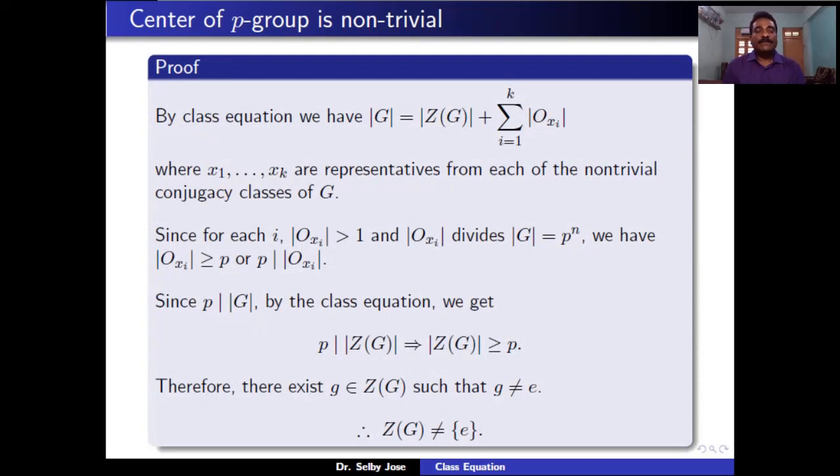By the class equation, we have order of G is equal to order of the center of G plus the summation from i equals 1 to k of the cardinality of O(x_i), where x_1, x_2, ..., x_k are representatives from each of the non-trivial conjugacy classes. But you know that O(x_i) is a non-trivial conjugacy class, so the number of elements in O(x_i) is more than one. And also we know that the cardinality of O(x_i) divides order of G, and order of G is p^n. Therefore the cardinality of O(x_i) is greater than or equal to p. In other words, p must divide the cardinality of O(x_i).